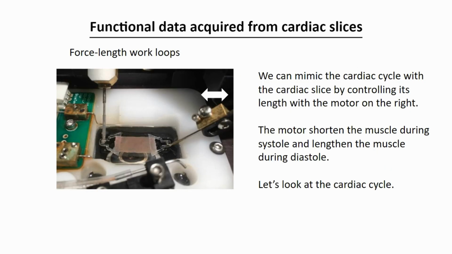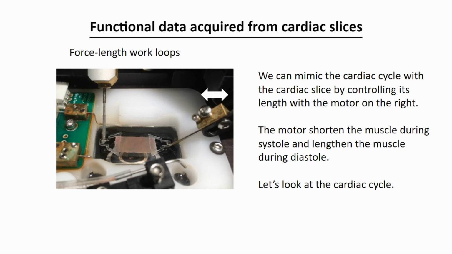And there's one other assay I'd like to present today and really focus a bit on, and that is the force-length work loop. See, the cardiac cycle can be mimicked with the cardiac slice by controlling the length of the slice during its contraction-relaxation transient. This can be done using a length motor, indicated on this slide by the two-headed white arrow on the right-hand portion of the image. Specifically, if the motor shortens while the muscle is in systole and then lengthens while the muscle is in diastole, we can mimic the cardiac cycle.